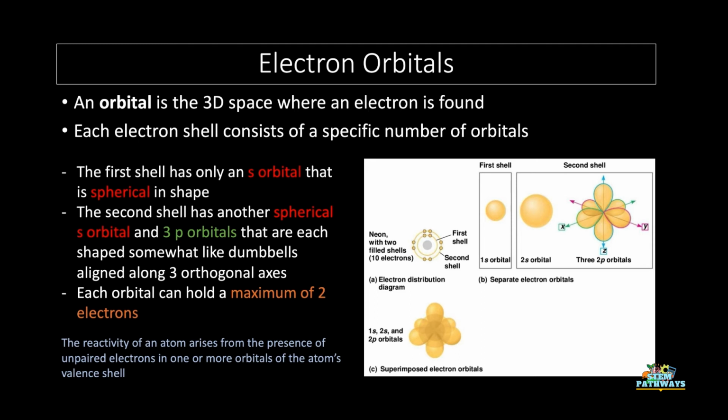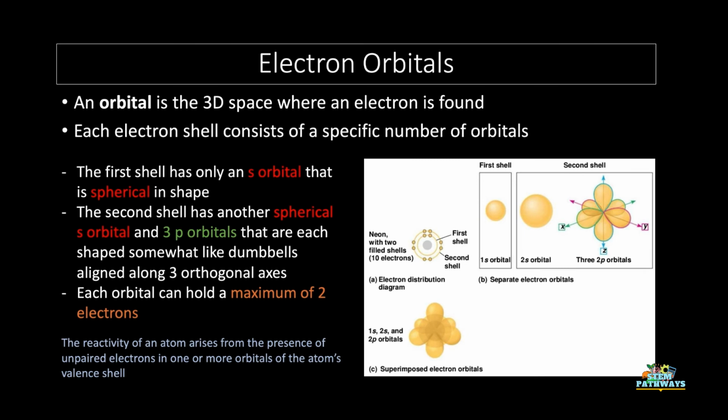The first electron shell has only an s orbital that is spherical in shape. The second shell has another spherical s orbital and 3 p orbitals that are each shaped somewhat like dumbbells, aligned along 3 orthogonal axes. The third and higher shells all contain s and p orbitals as well, but also consist of more complex orbitals and shapes.